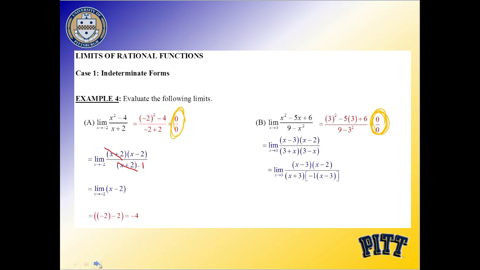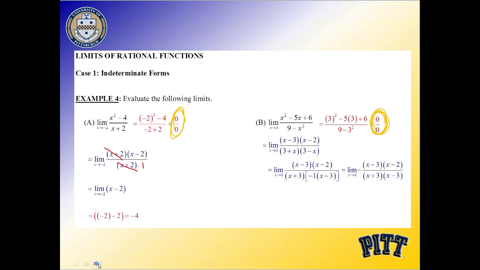I mean, think about it. If I reverse the subtraction, the only thing that happens is I change the sign of the number. You know, 2 minus 3 is negative 1. 3 minus 2 is positive 1. That's all it does. So I could say that 3 minus x is the same thing as negative 1 times x minus 3. And when I simplify a little bit, I can rewrite this as the limit as x approaches 3 of negative x minus 3 times x minus 2 over x plus 3, x minus 3.